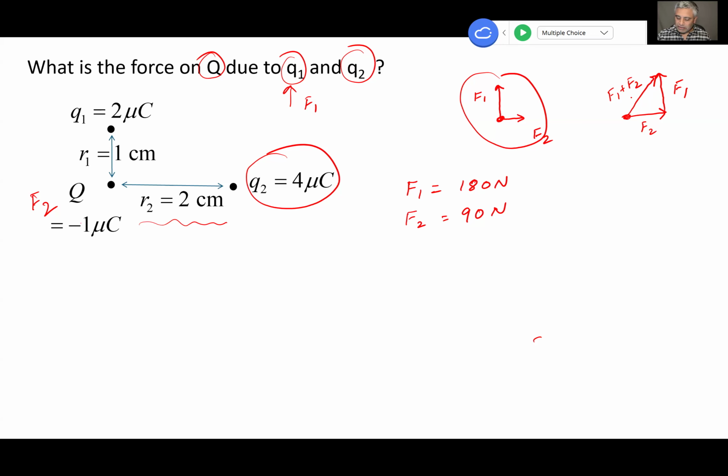So F net we get by using the Pythagorean theorem. This is a right triangle, so it's finding the hypotenuse. And if you don't remember this, it is also in the same video. So the F net value is going to be F1 squared plus F2 squared, side lengths squared, under the square root, right? So you can use that and find the net value here.